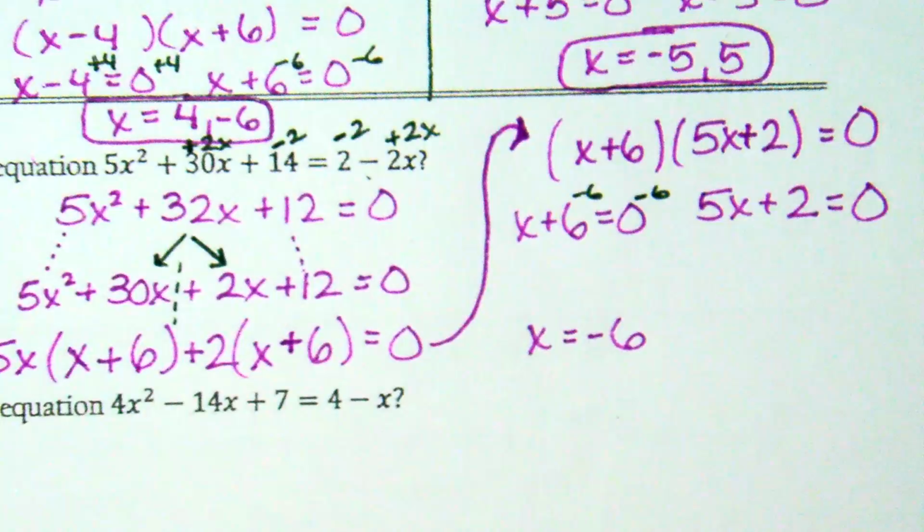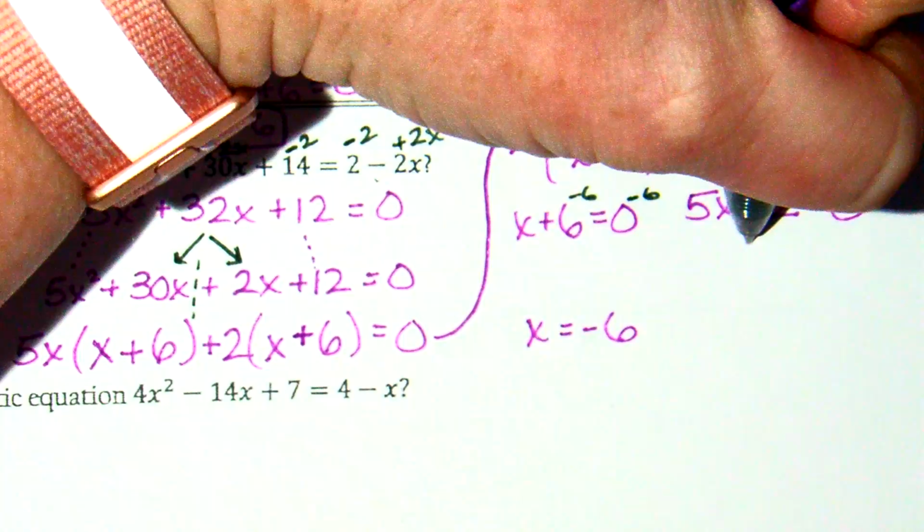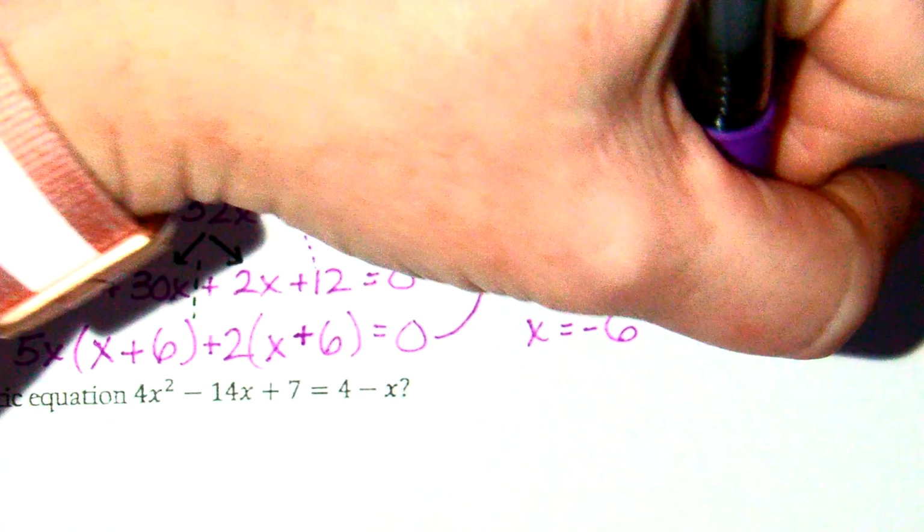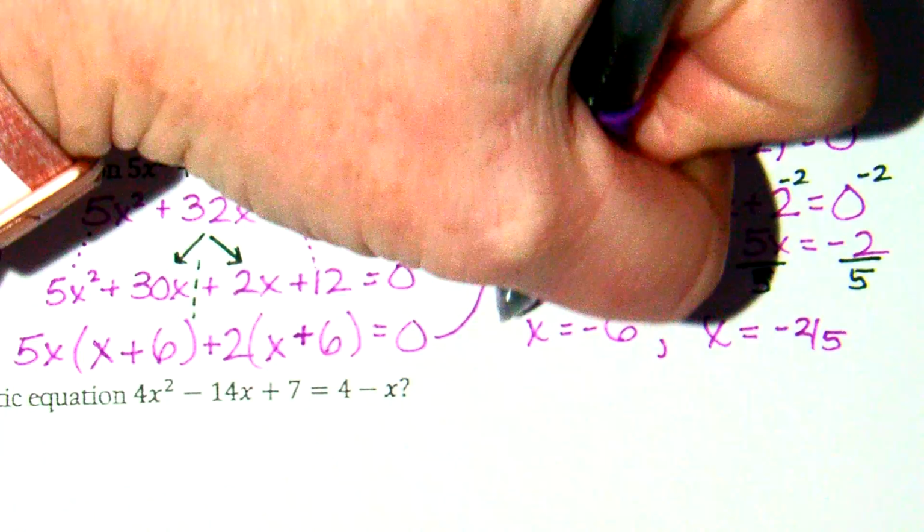If 5x plus 2 equals 0, we're going to have to subtract 2 to begin with. So 5x equals negative 2. Since it's 5x, we are dividing by 5, and x is negative 2/5. So we have 2 solutions. X is negative 6, x is negative 2/5.